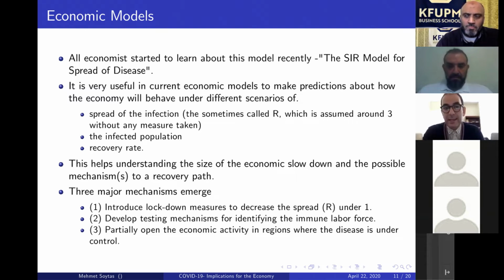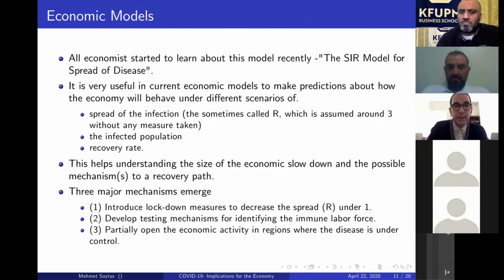Secondly, we can see a mechanism to develop testing for identifying the immune labor force. I will come to what this means, what this policy is useful for and why we may need it. And third, partially open the economic activity in regions or in demographic groups where the disease is under control. Okay, this is also, you can see, partially started to be implemented, especially in Europe. If you are following the news in the last week, I'm sure, that's what we do nowadays, every one of us, that in Europe, they are starting to implement such a policy where some restaurants, some bars, and some other places are being opened, or at least started to be opened in the coming weeks. Even some countries announced that they are going to be opening the schools, the secondary schools, in the next couple of weeks.